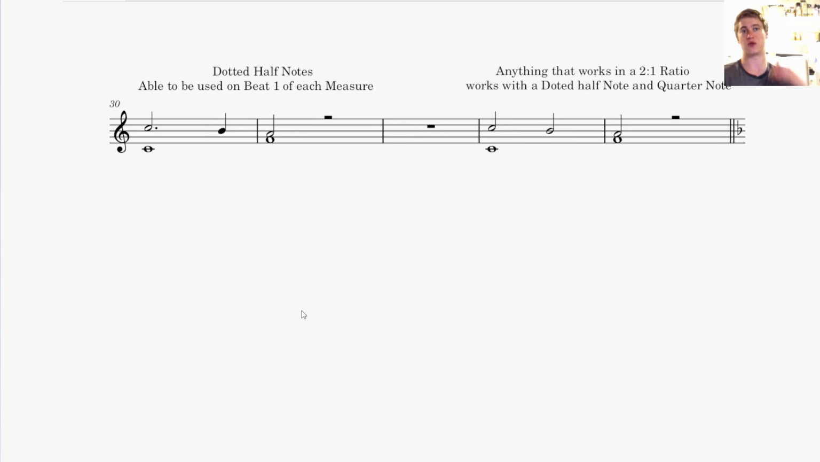For added rhythmic interest, we can use a dotted half note on the first beat of each measure. Functionally, these will act like a variation of the 2-to-1 relationship, so you can think of it following all the same rules as we had in the 2-to-1 exercises. So now anything that would be allowed between two half notes, like in a 2-to-1 ratio, can now be done with a dotted half note followed by a quarter note.